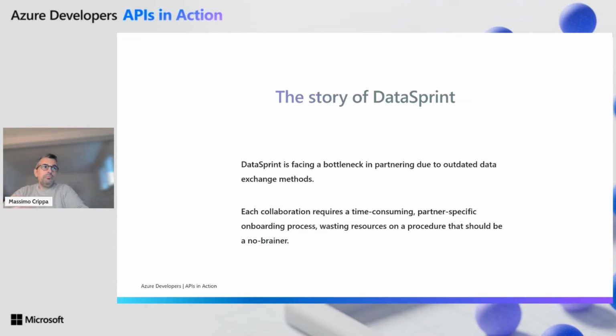DataSprint has a very classic need. They need to exchange some data with their business-to-business partners, but today they are using an old way to integrate with their partners. You can imagine the classic flat file system. This means that every time they have a new partner, it's a time-consuming task. They need to integrate with the partner, for example, because they have someone that needs this file via SFTP, another one with FTPS, etc., etc.